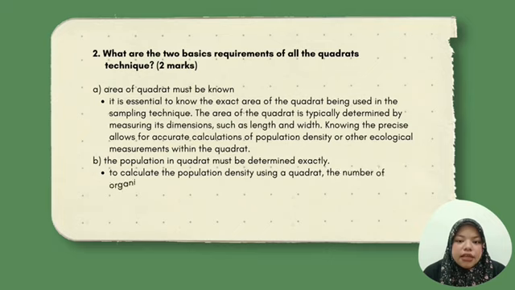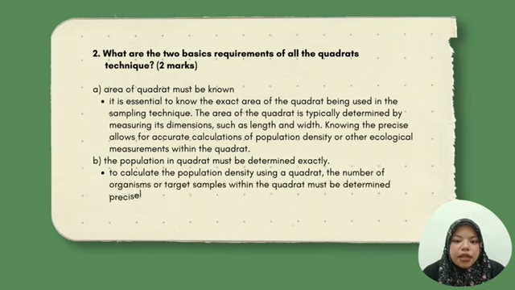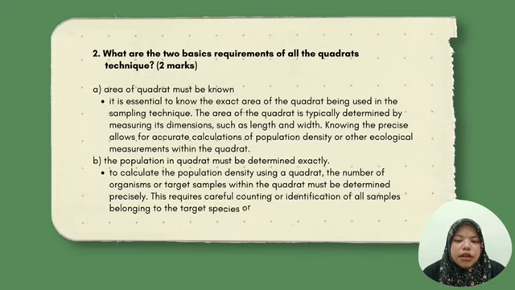And the second is the population in the quadrat must be determined exactly. To calculate the population density using a quadrat, the number of organisms or target samples within the quadrat must be determined precisely. This requires careful counting or identification of all samples belonging to the target species or organisms within the quadrat.